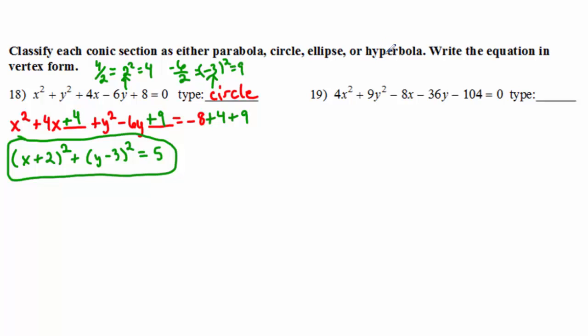Now 19, I have an x squared and a y squared, which means it's not a parabola. I have them both as being positive, so it can't be a hyperbola.